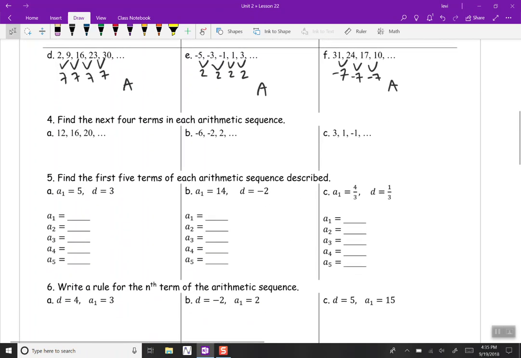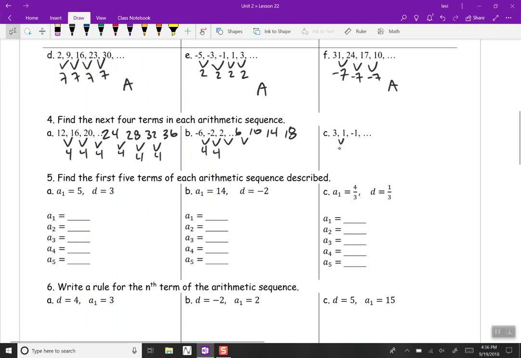Find the next 4 terms in each arithmetic sequence. So we're adding 4, so the next term would be 24, right? Plus 4 would be 28, plus 4 would be 32, plus 4 would be 36. This one, we're adding by 4 again. So that would be 6, add 4, that would be 10, add 4, 14, add 4, 18.